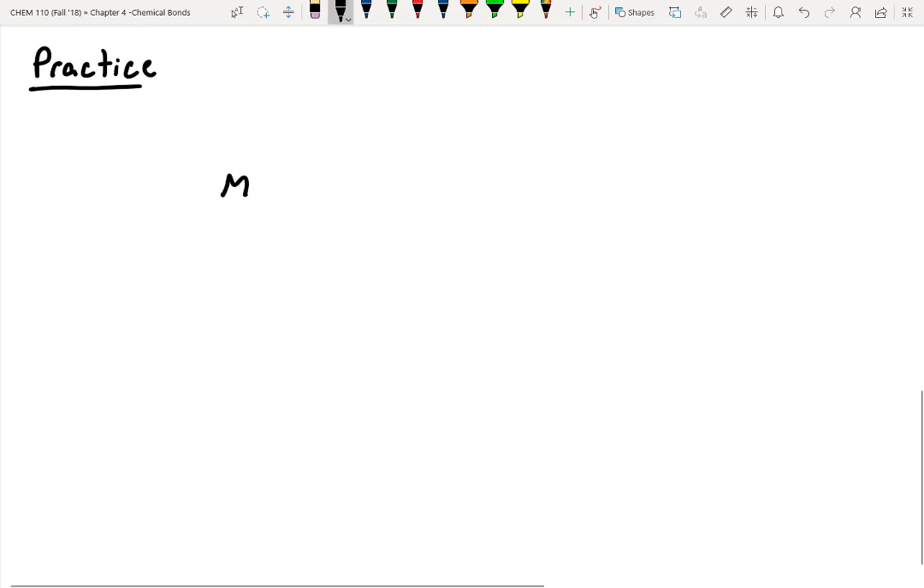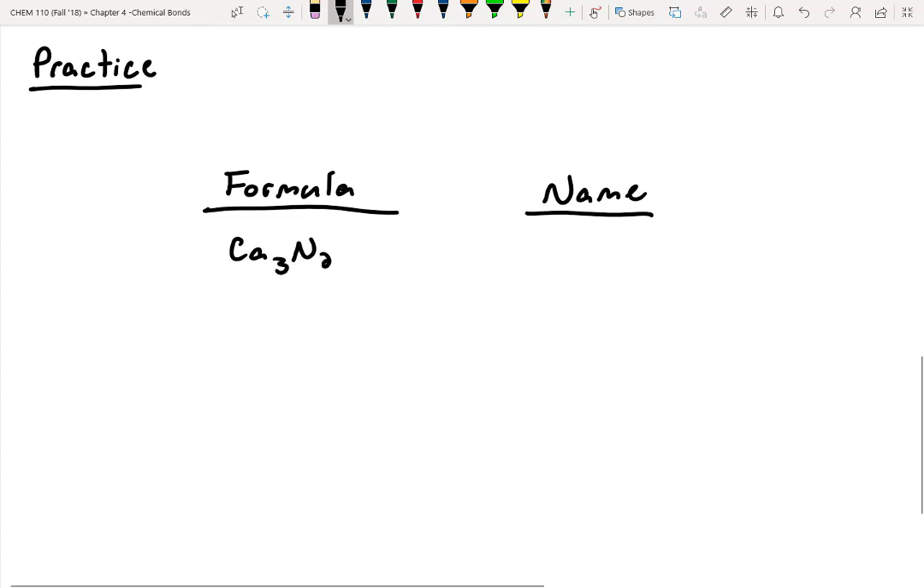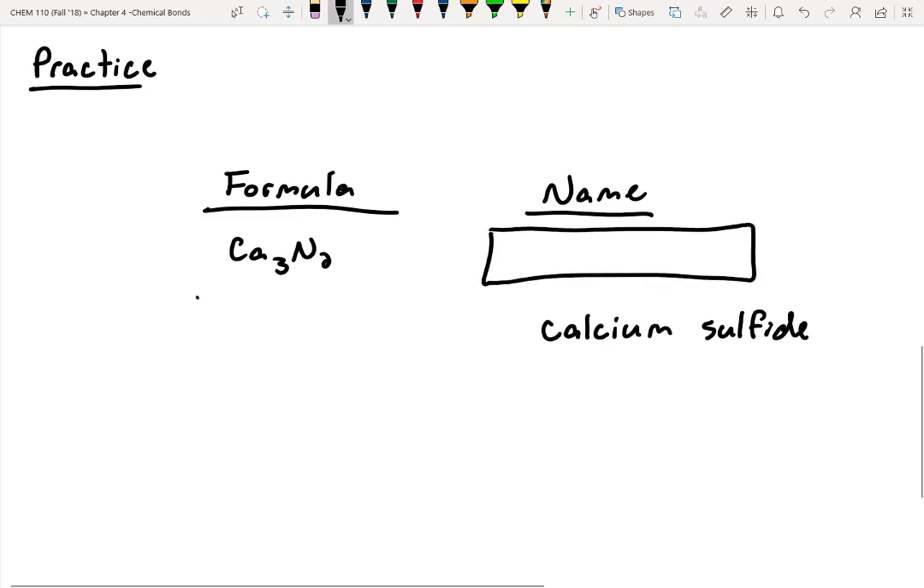For these, I'll have the formula on one side, and then the name on the other. First one we'll do Ca3N2. Next one we'll go from name to formula, and I'll do calcium sulfide. I'll give you a minute to work on those. So figure out what the name would be here and what the formula would be over here.